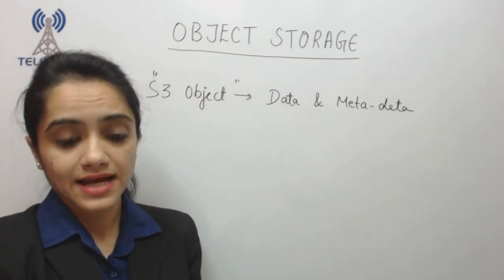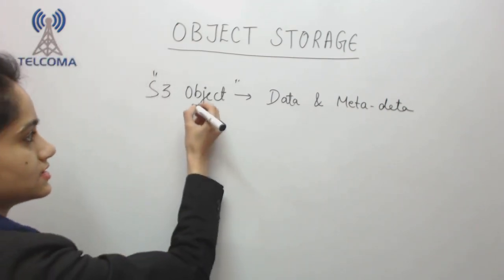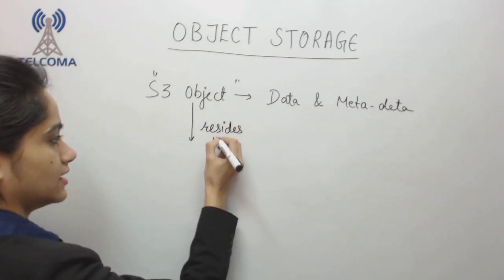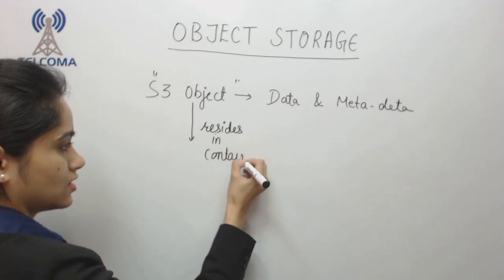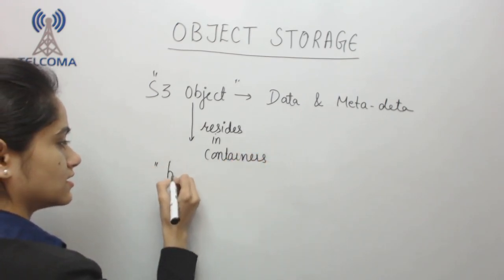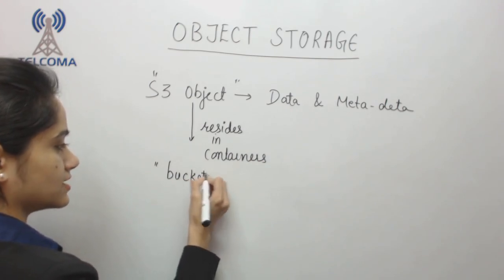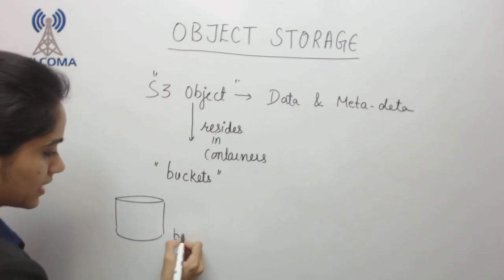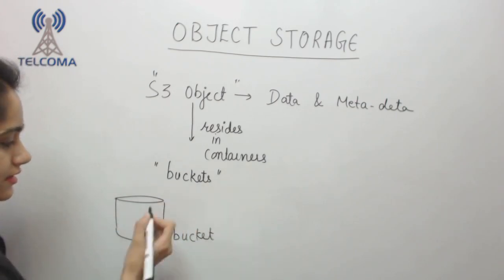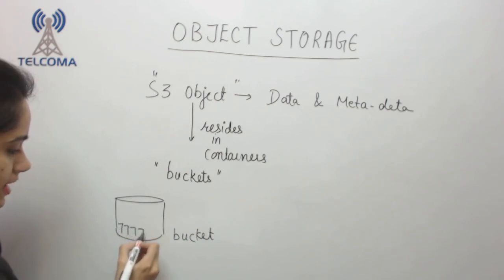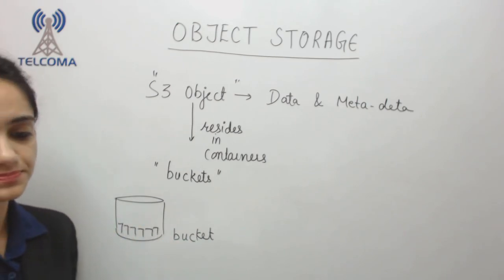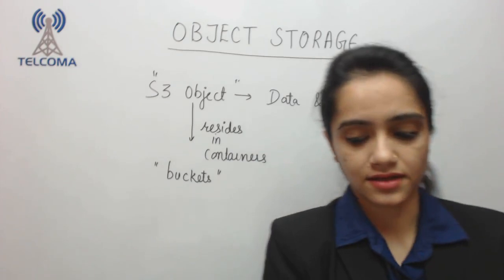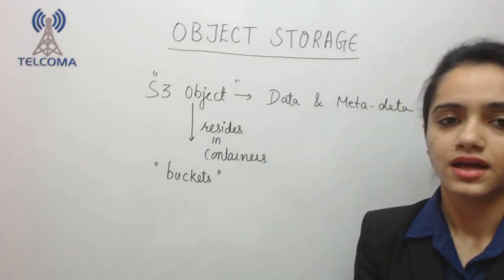Now objects reside in containers. So what are these containers known as? We call them buckets. If you form a bucket, this is my complete bucket and this is basically a container. So here my objects will be stored. So an object basically resides in a container, which we call a bucket.